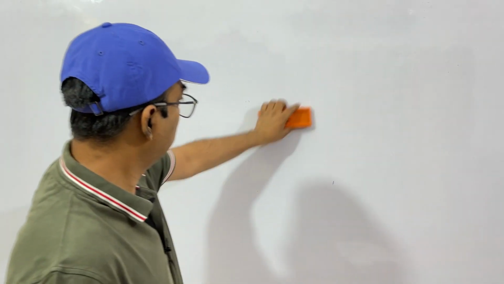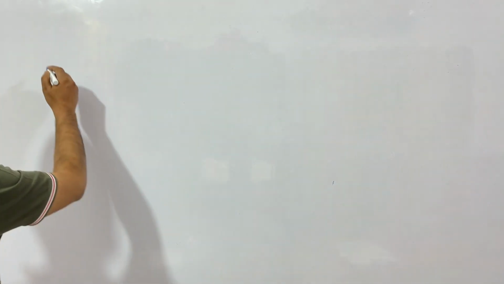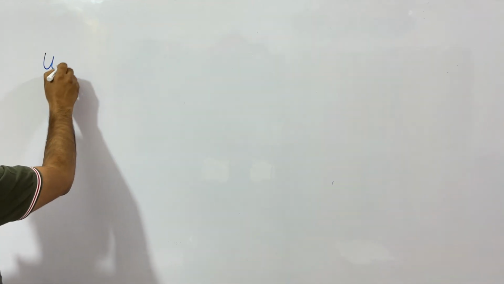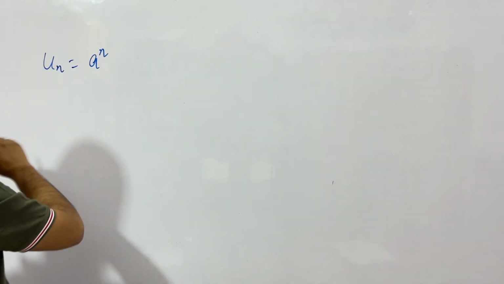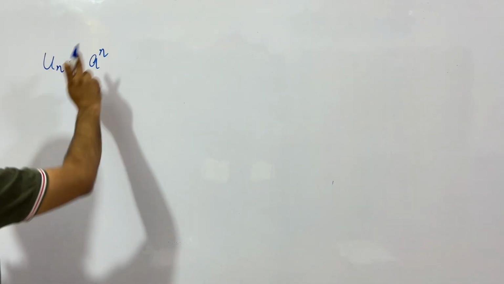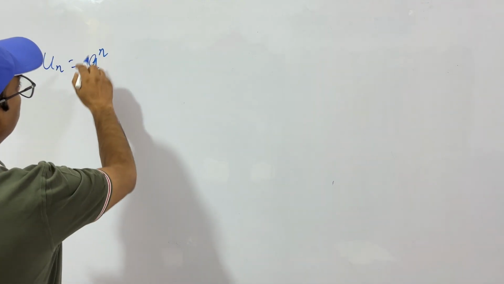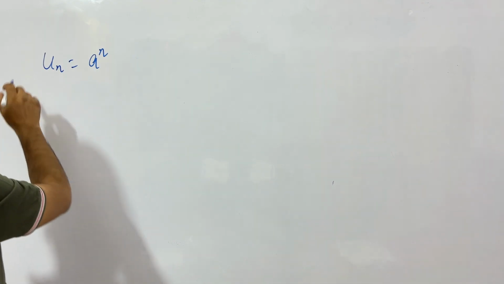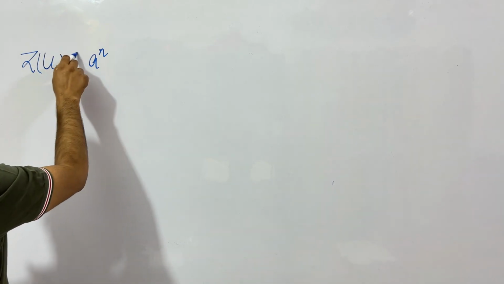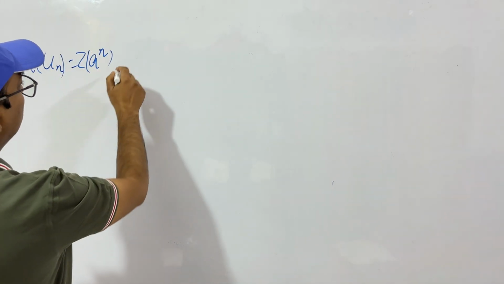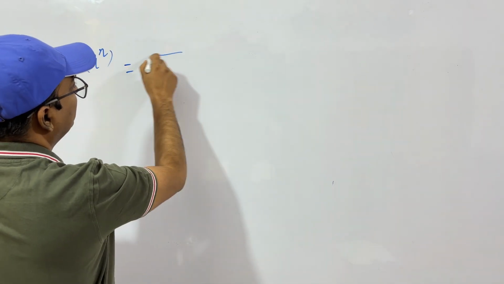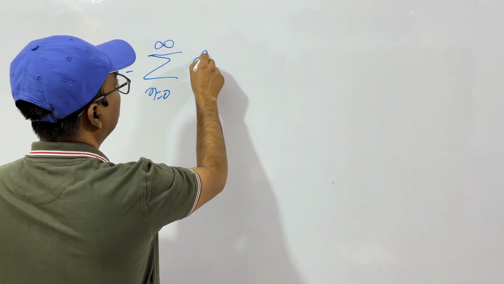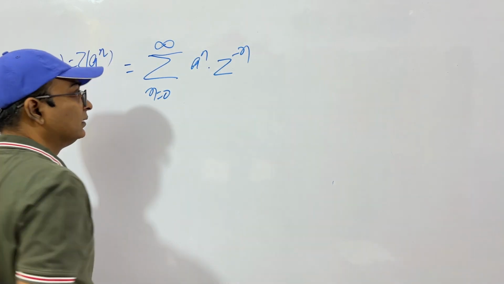The first standard result that we'll be seeing, and you can check any book, the first result will be when your u(n) is actually a to the power n. a is some arbitrary constant, and we have a to the power n as the function. So how to take the Z transform of this? The Z transform of this will be the summation from n equal to 0 to infinity of a to the power n z to the power minus n. This is what you will get.